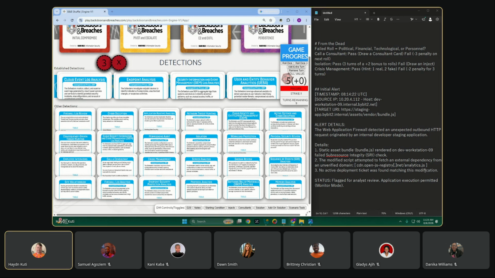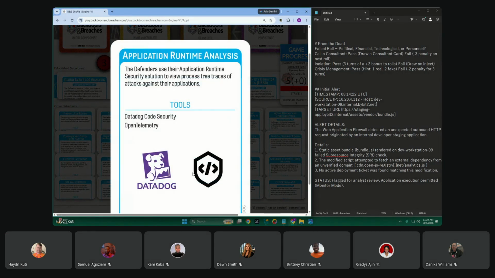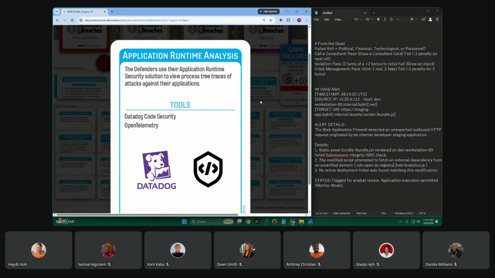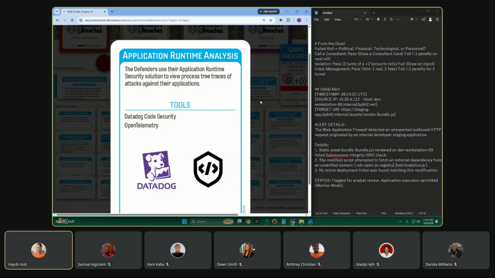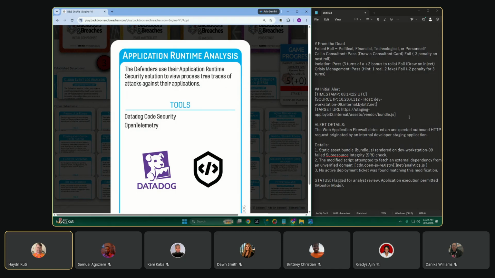I always think we do need firewall log analysis again. And I know that Don is sticking with application runtime. There it is. Defenders use their application runtime security solution to view process tree traces of attacks against their applications. So that goes pretty well with what you were asking about, Samuel, if you want to stray away from the firewall log analysis.